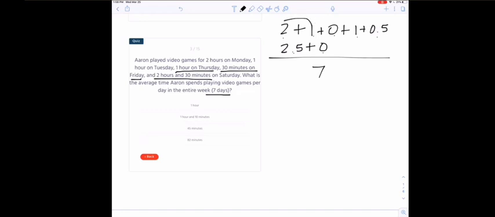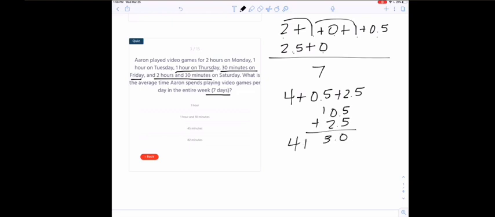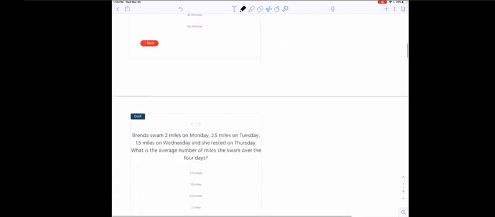2 plus 1 is 3, plus 1 is 4, plus 0.5, plus 2.5. Let's do 0.5 plus 2.5. That gives me 0, carry the 1, 3. Plus 4, 7. Divided by 7, 1 hour. Okay, I hope you got that. That one might have been a little more confusing because of the decimals. Okay, when you're ready, number 4.